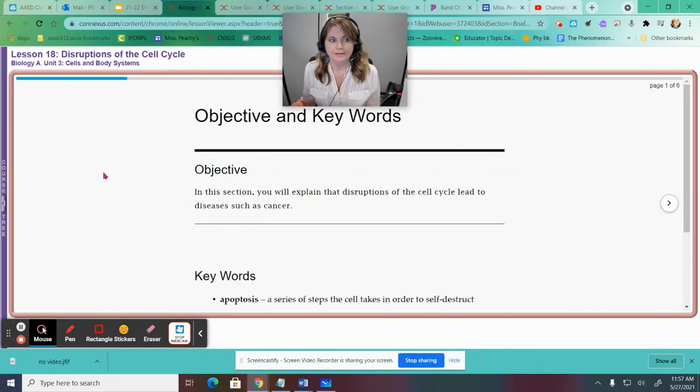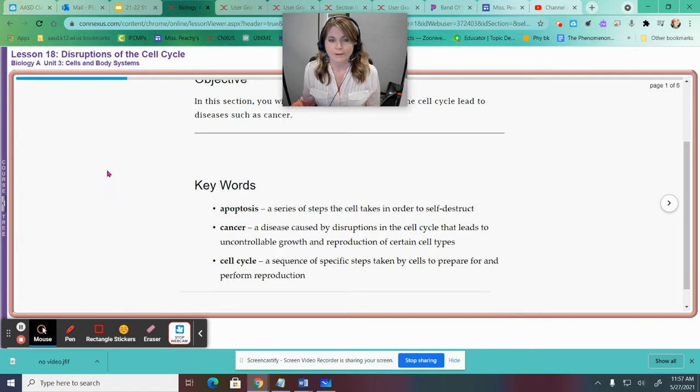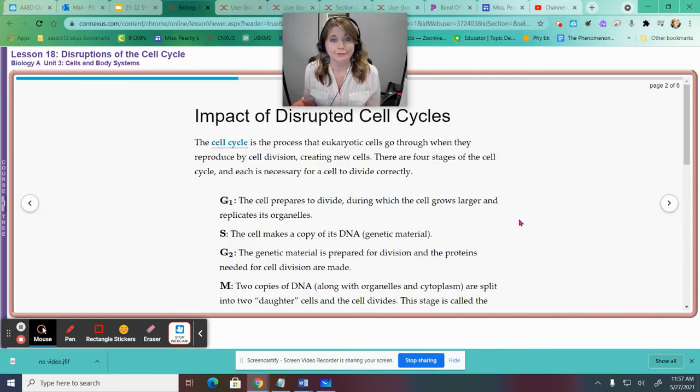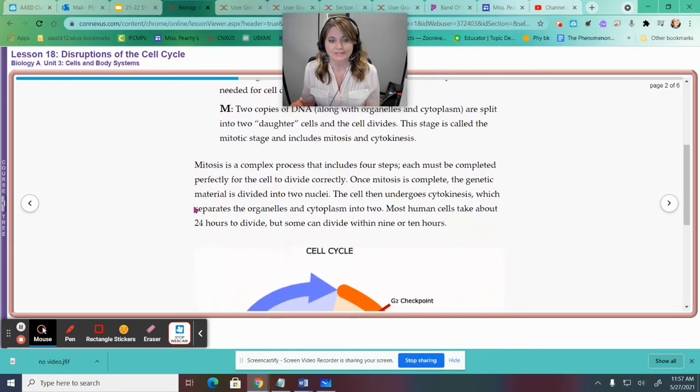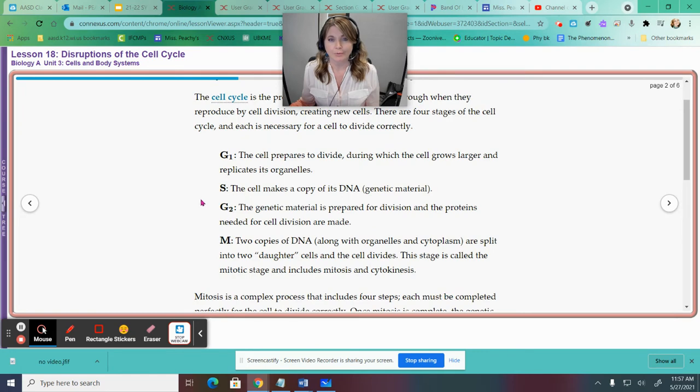So for this lesson, what we're really talking about is how can the cell cycle get disrupted? What happens if the cell does not function properly? Now, it says disruption in the cell cycle, but really, we've never talked about what the cell cycle actually is. So the first thing we need to do is introduce the cell cycle and talk about what a normal cell cycle is like.